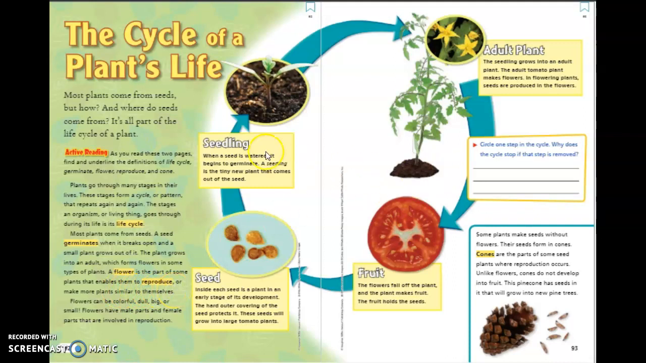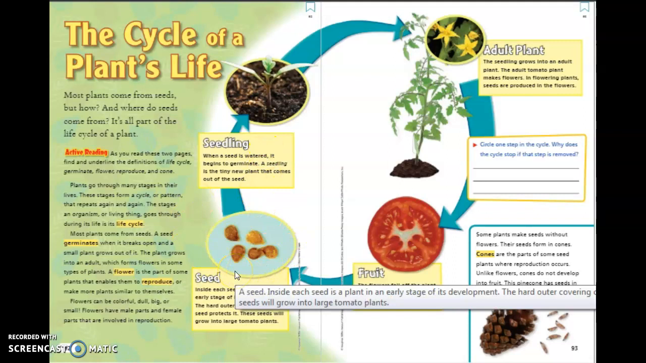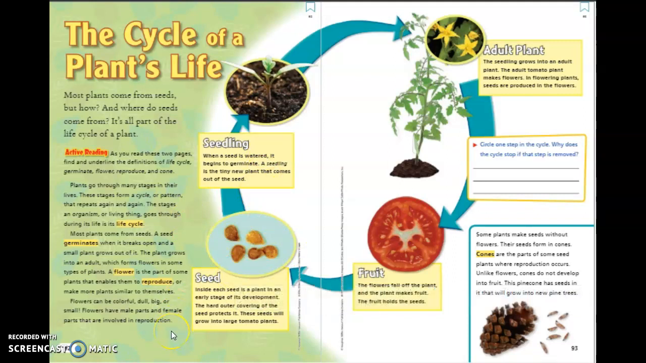Okay, let's look at the chart down below here. We'll start with the seed because that's where most things are going to start when you plant them. Inside each seed is a plant in an early stage of its development. The hard outer coverings of the seed protect it. These seeds will grow into large tomato plants. When a seed is watered, it begins to germinate. A seedling is the tiny new plant that comes out of the seed.